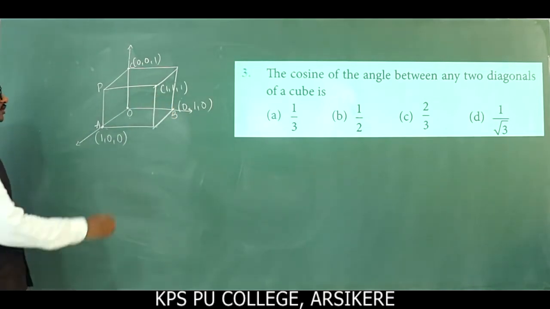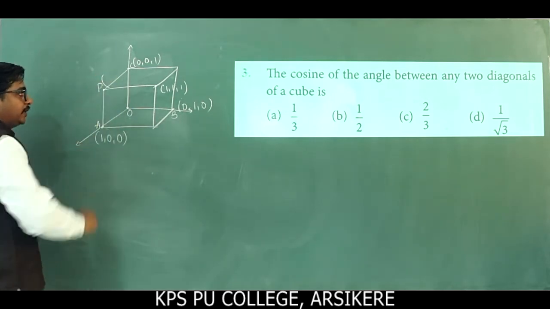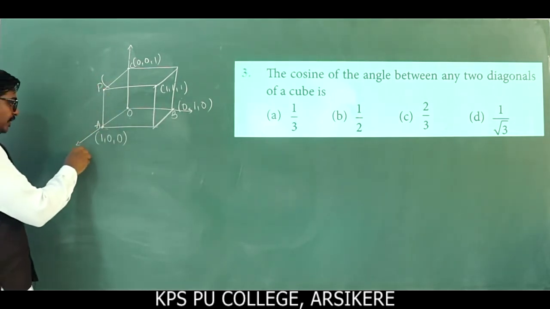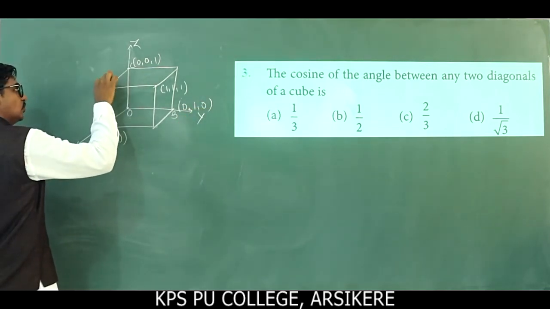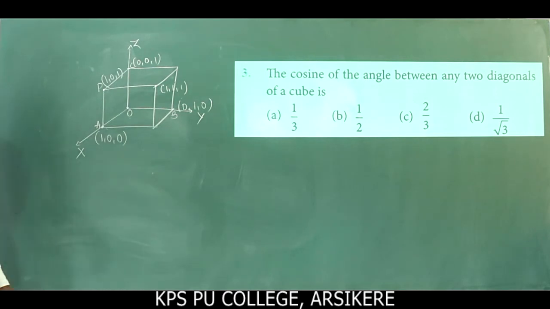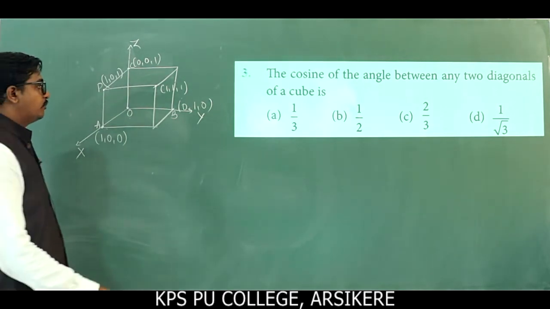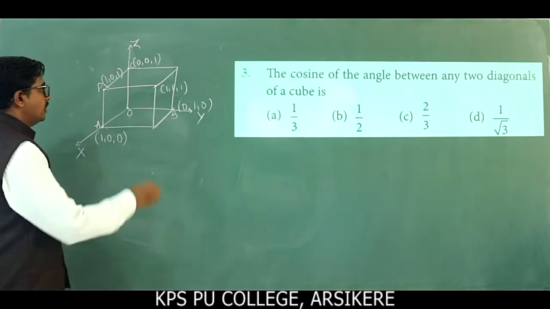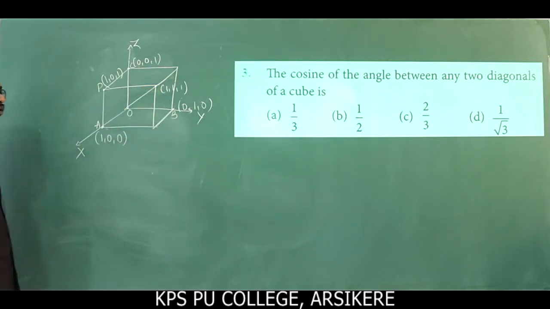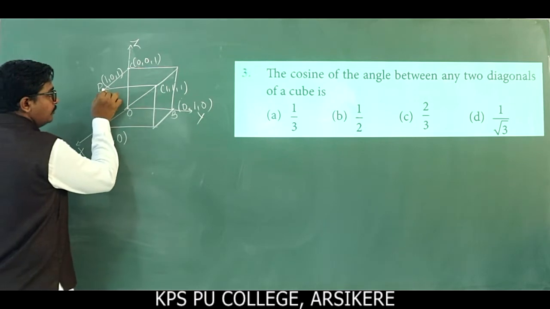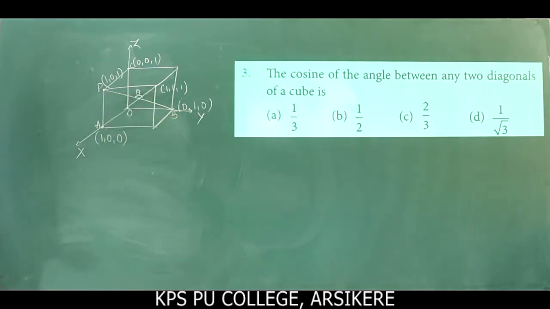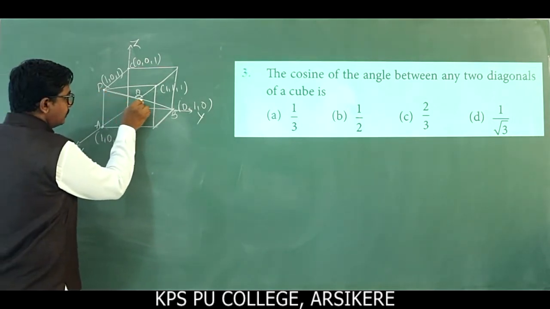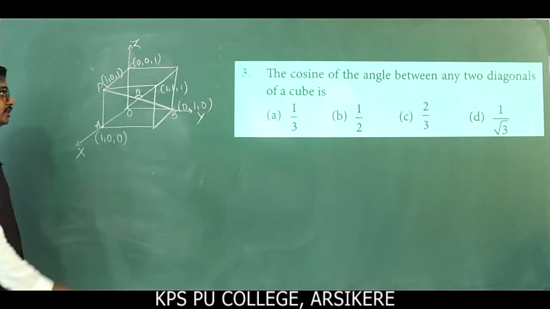Okay, now observe point P. This point P lies on the xz plane, right? On the xz plane this point becomes 1 comma 0 comma 1. And point B becomes 0 comma 1 comma 0. Here I will form a diagonal. O to C is one diagonal, another one P to B is another diagonal. You need to find this angle theta, that is, the cosine of this angle. So here this is the vector PB, right? And this is the vector OC.